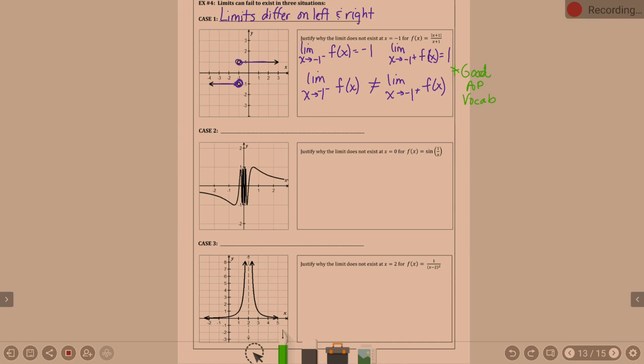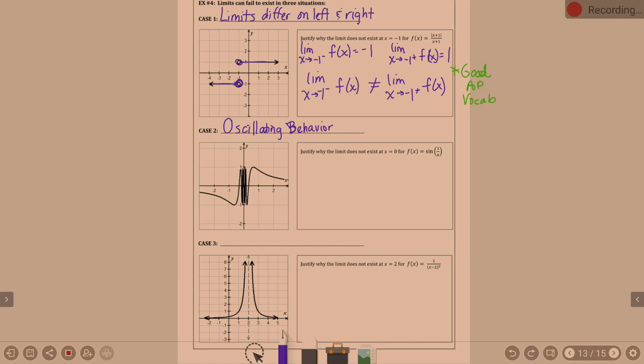Case 2. What's even happening? Well, it's going up, down, up, down, up, down. So case 2, I'm going to call oscillating behavior. Because what does it mean if something is oscillating? Yeah, it's going back and forth, up and down. So, justify why the limit does not exist at x equals 0 for f of x equals the sine of 1 over x.